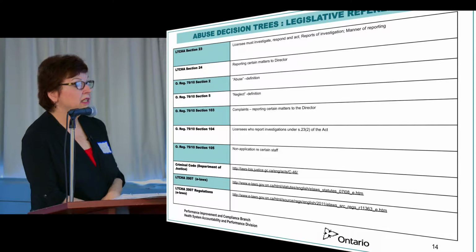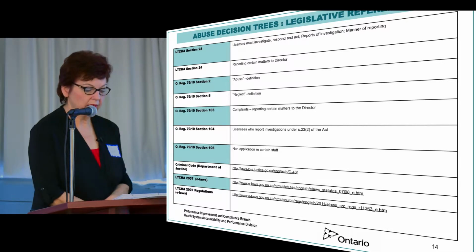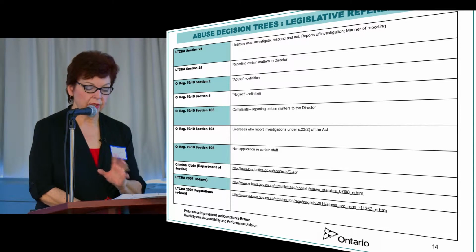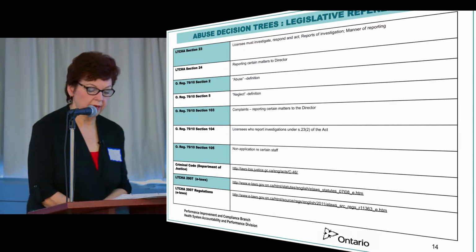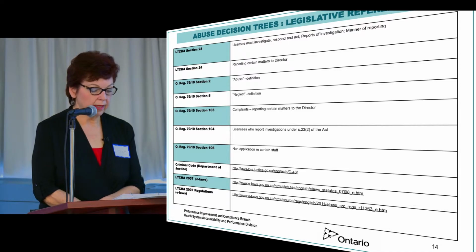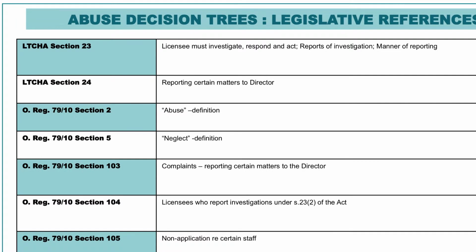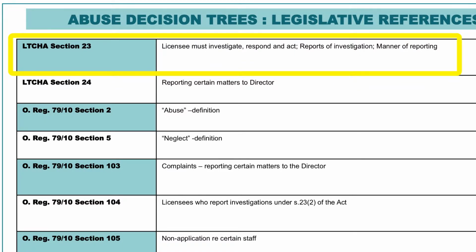Slide 14, this is the chart that also is provided in your package to show you which parts of the legislation we actually addressed to put into the decision trees. Here we go. Okay, let me get my laser here. This Section 23 is the whole section about how the licensee must investigate, respond, and act, reports of investigation, and how they have to report, their manner of reporting.